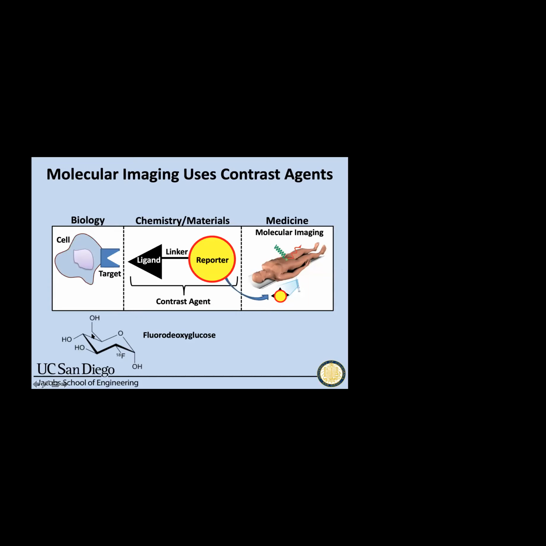And they come in a bunch of different designs, but at the heart, there's some kind of reporter and some kind of targeting agent that causes this entire contrast agent to go to the biology that you're interested in. And so in fluorodeoxyglucose, the entire small molecule is basically the targeting agent, and the reporter is this fluorine-18 atom. And then it has a simple covalent bond.